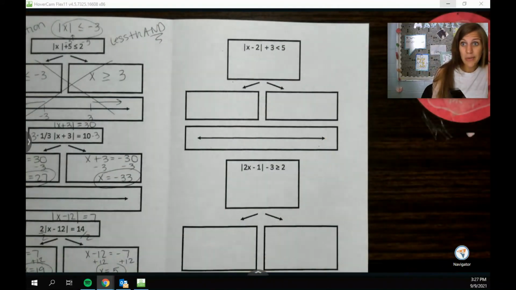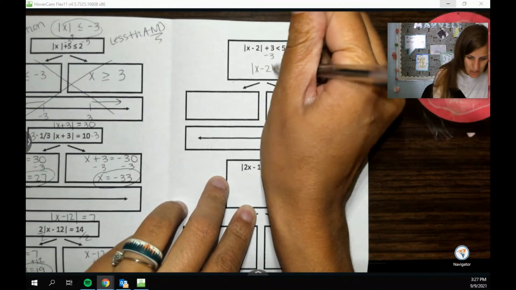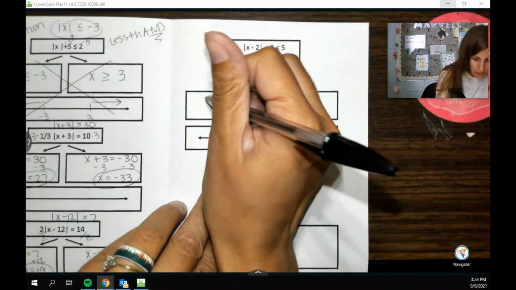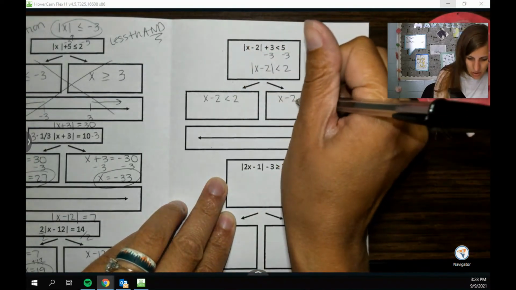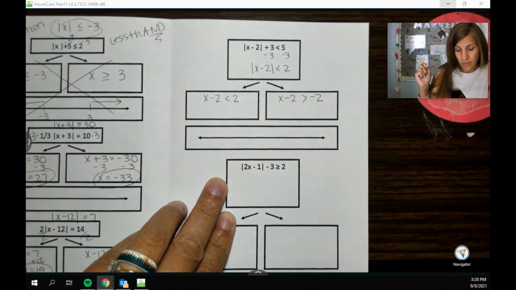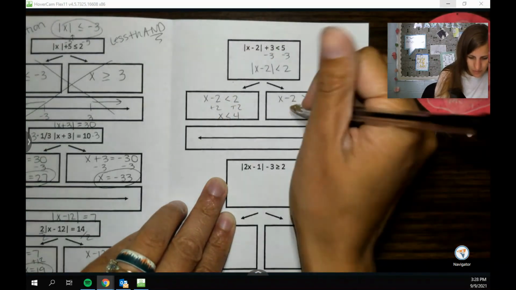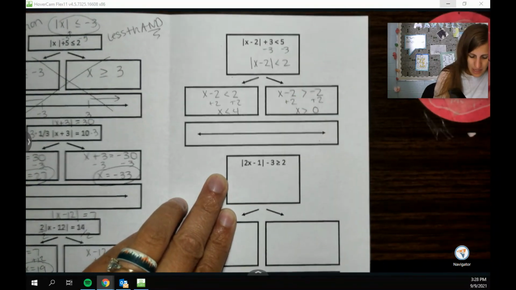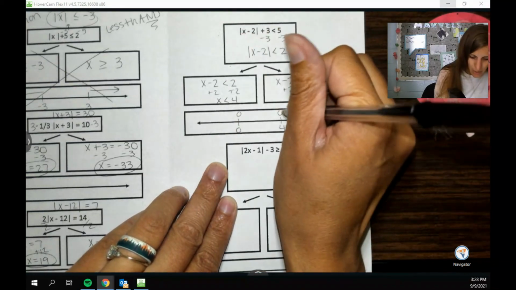Okay, on this one here, I do need to get rid of the stuff outside the bars first, so I'm going to subtract the 3. And so we have absolute value of x minus 2 is less than 2. And now that my bars are alone, I can make my 2 equations. So x minus 2 is less than 2. And x minus 2 is greater than negative 2, because I switched the sign, I got to switch the sign. So switch and switch. Then we solve, so I'll add the 2, and x is less than 4. And I'll add the 2, and x is greater than 0. So on my graph, we got 0 and 4 open circles on both.